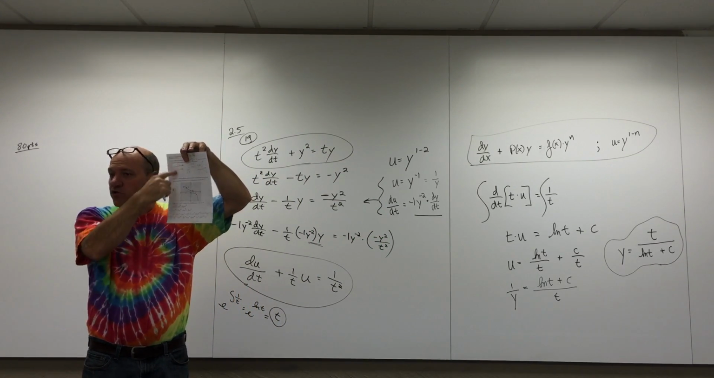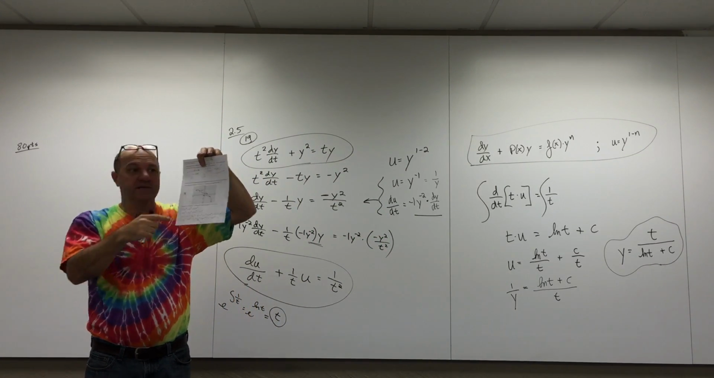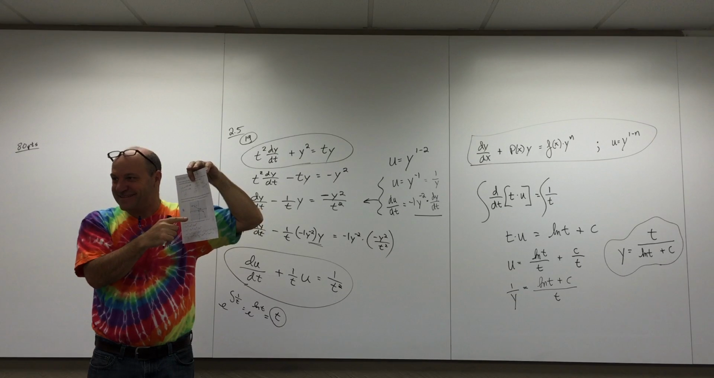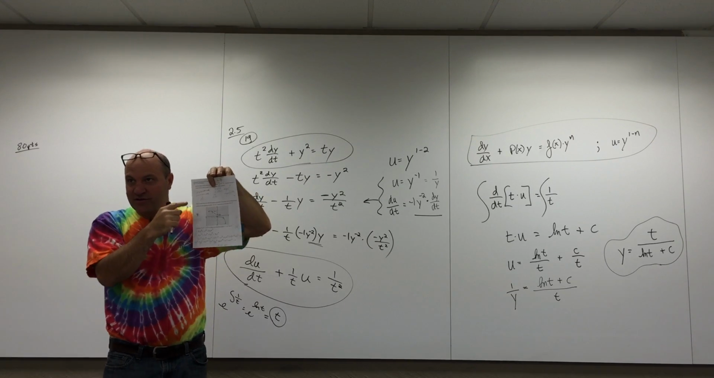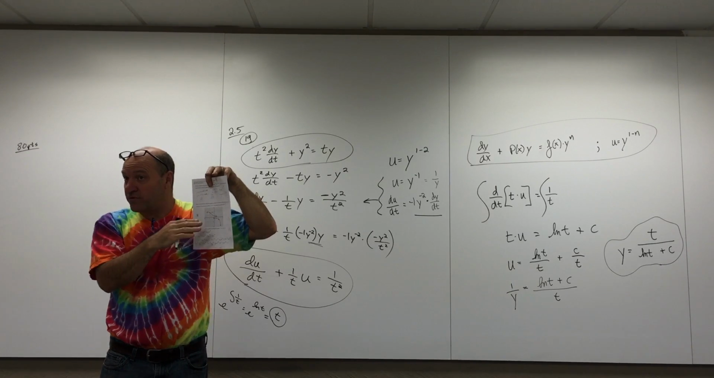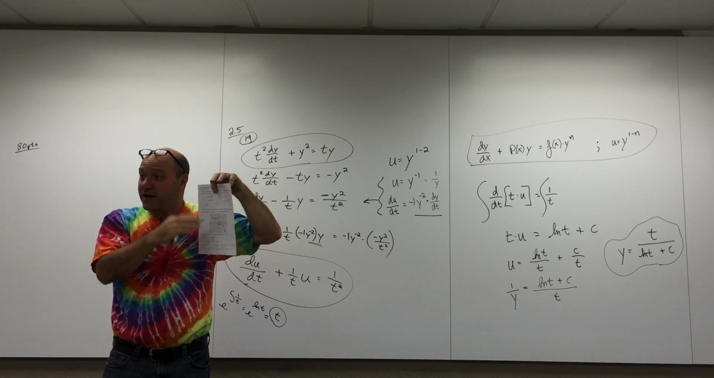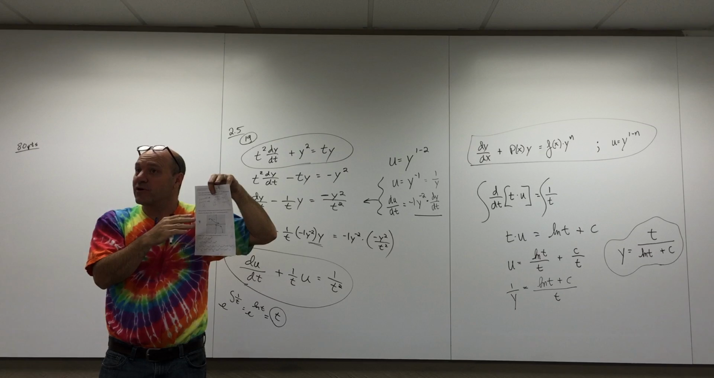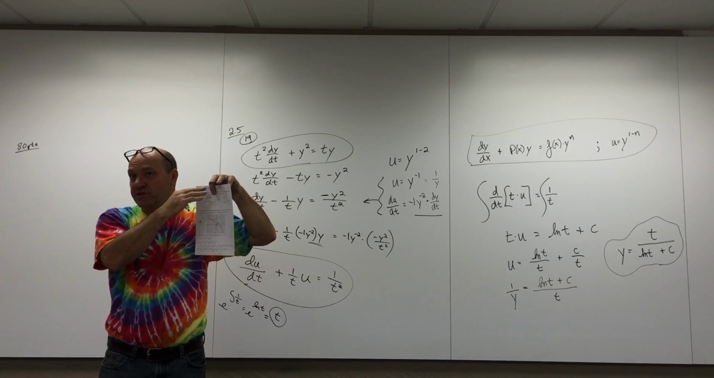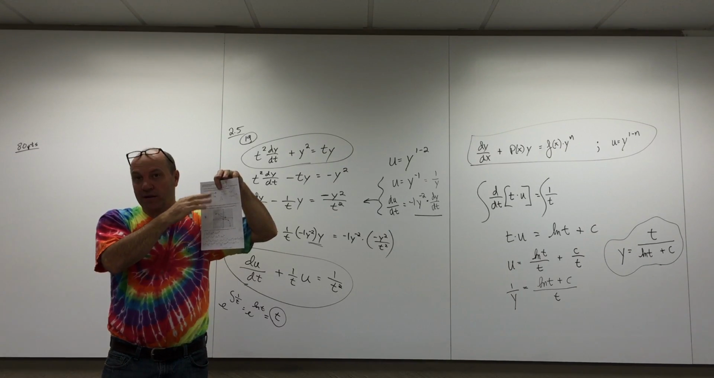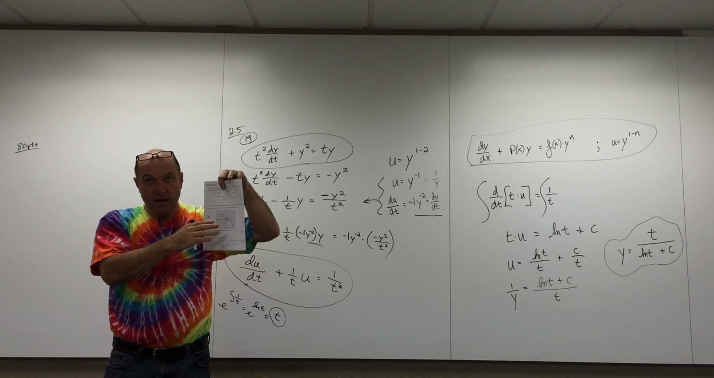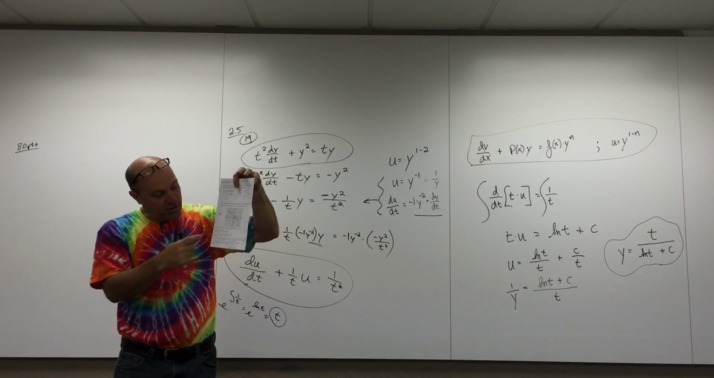I did that because now, what do I want to do? One more little step. I want to get y by itself, and the way I'm going to do it is I'm going to reciprocate that side, and I'm going to reciprocate that side. So y equals t over ln of t plus c. It's okay, we end up with this plus c in the denominator. That's just the way this plus c works out.